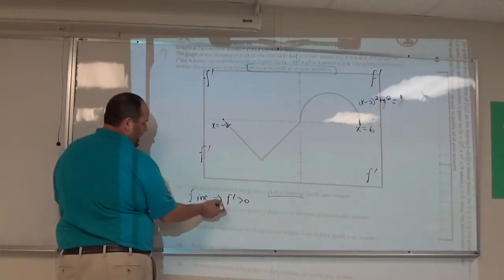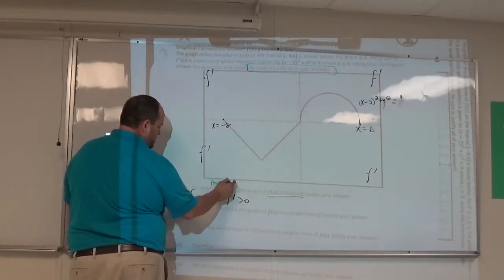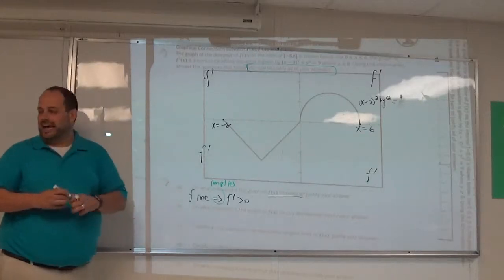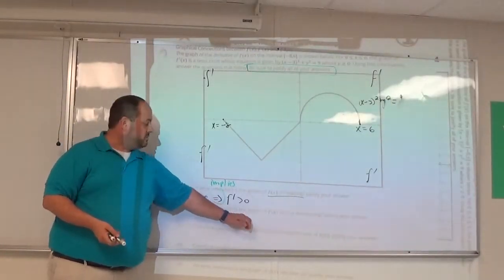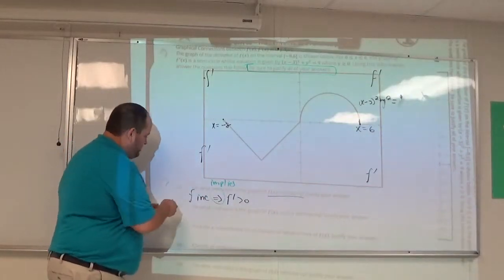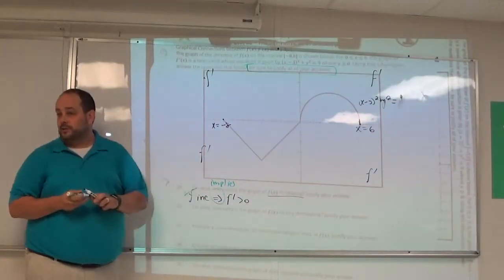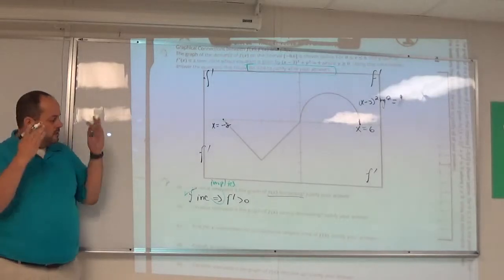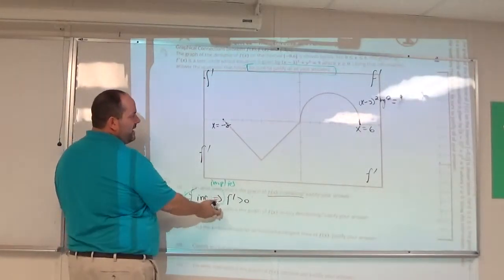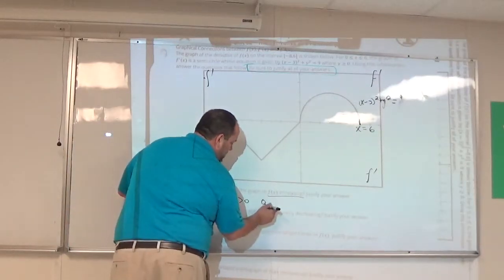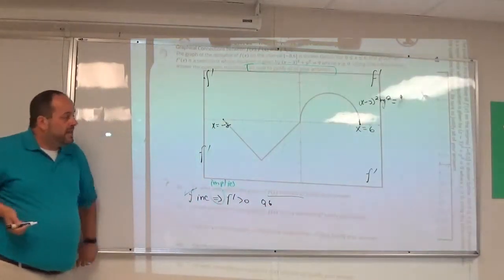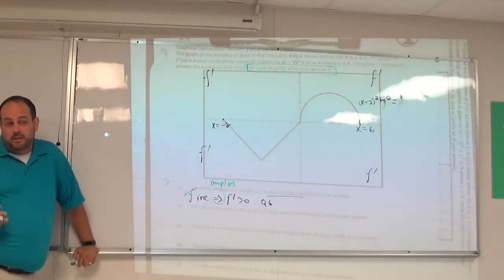I like to use this arrow. This arrow means implies. F increasing implies that F prime is greater than 0. That gets you the first point. That's your justification. You know F prime is positive. Now I look at the graph, where is F prime positive? From 0 to 6.